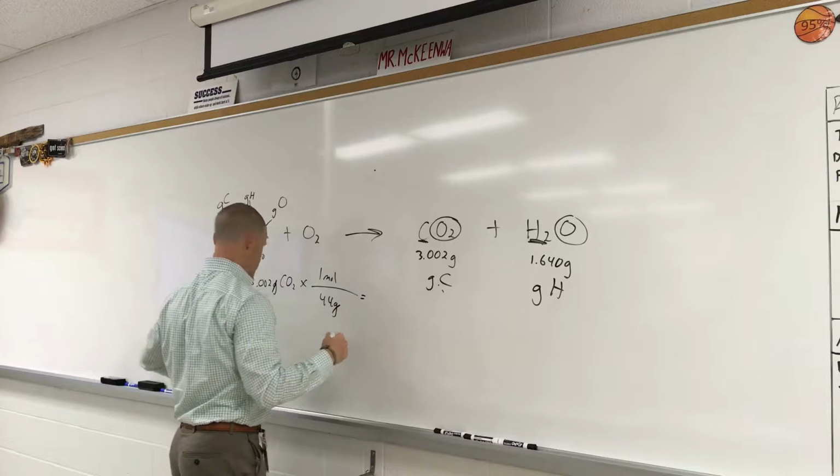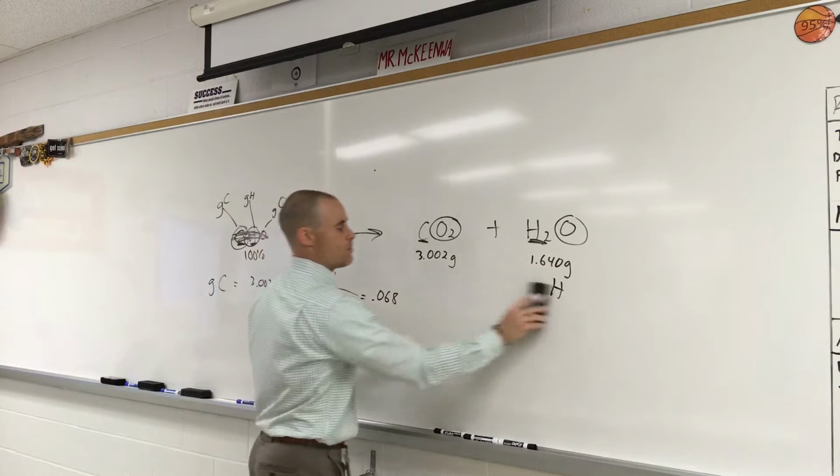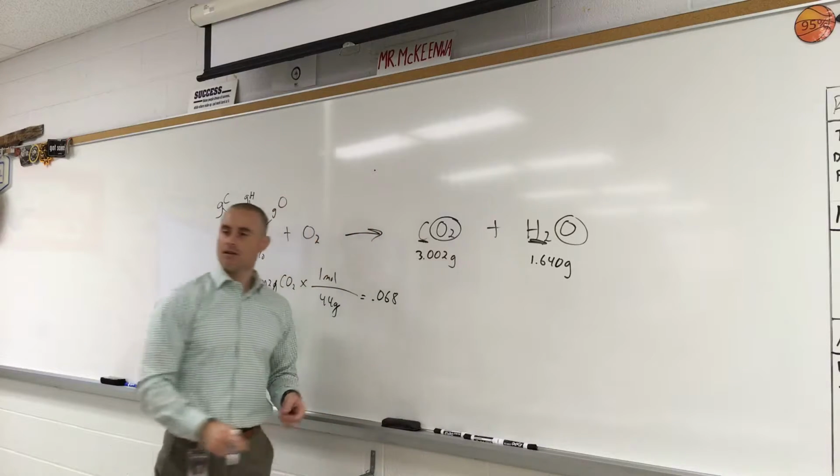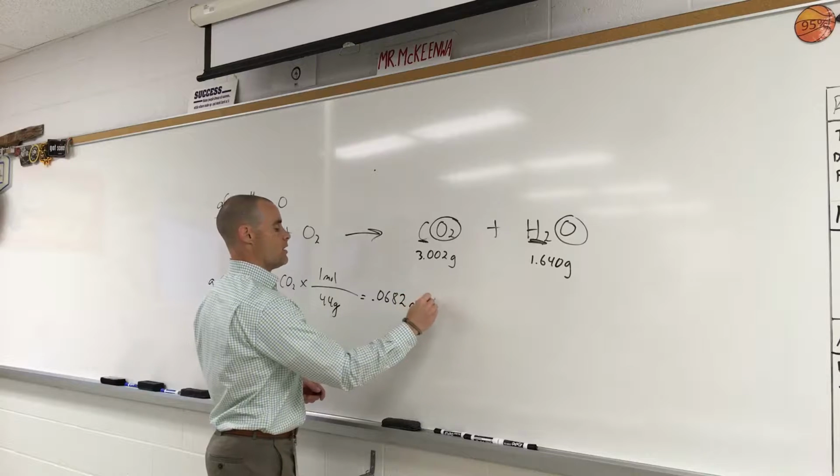Go ahead, Ben. What'd you say again? Sorry. 0.068. Good. Is there any more decimals we could add to keep 3 sig figs? 2 at the end? Okay. So there's moles of CO2.